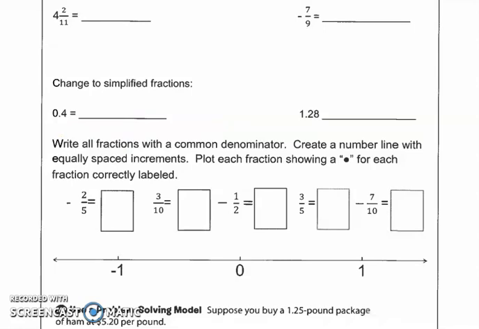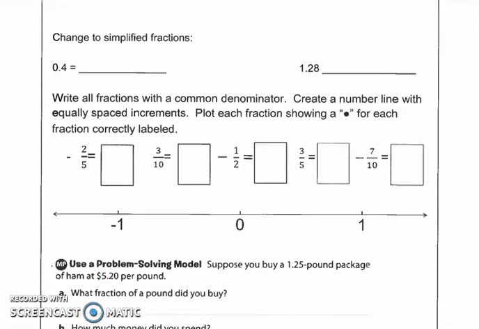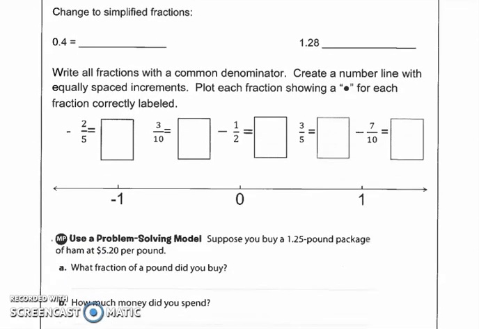Next one. It says, write all the fractions with a common denominator. Create a number line with equally spaced increments. Plot each fraction showing a dot for each fraction correctly labeled. Okay?